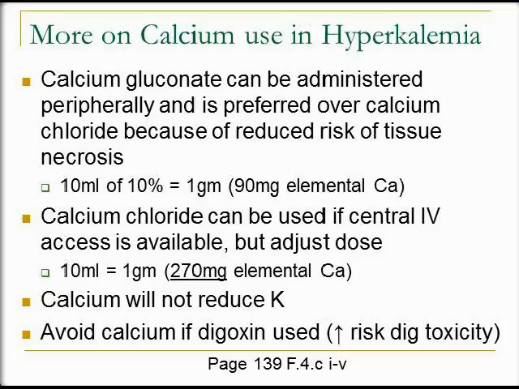So now a little bit more on calcium use in patients with hyperkalemia. The gluconate can be administered peripherally, and it's preferred over calcium chloride because of the reduced risk of tissue necrosis. We know that 10 mils of 10% is equal to 1 gram, or 90 milligrams of elemental calcium. I have this on here because it's different for calcium chloride. There's a different amount of elemental calcium in calcium chloride, so if you use calcium chloride, you have to adjust the dose. Calcium chloride can be used if you have central IV access, but again, you want to adjust the dose. And again, the calcium will not reduce the potassium, and you want to avoid calcium if you've got a patient who's on digoxin. This can increase your risk of digoxin toxicity.